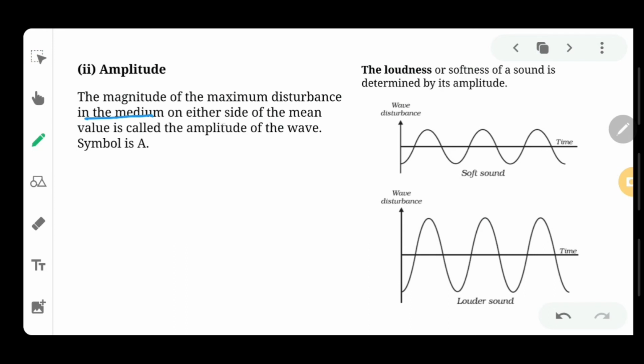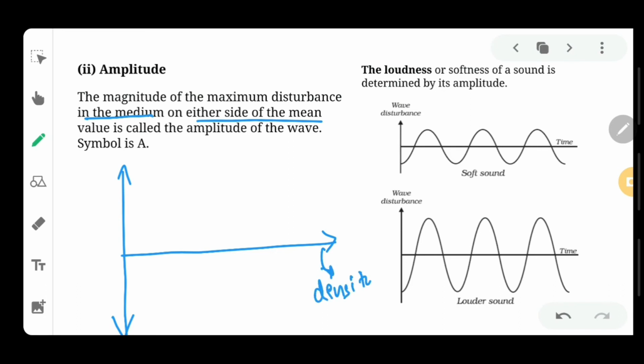Amplitude is nothing but the magnitude of maximum disturbance in the medium on either side of the mean position. Now what is the mean position, students? If you draw a graph, then your x-axis is nothing but your mean position. You can say this is the mean position of your density, or of your pressure. So there is an either side.